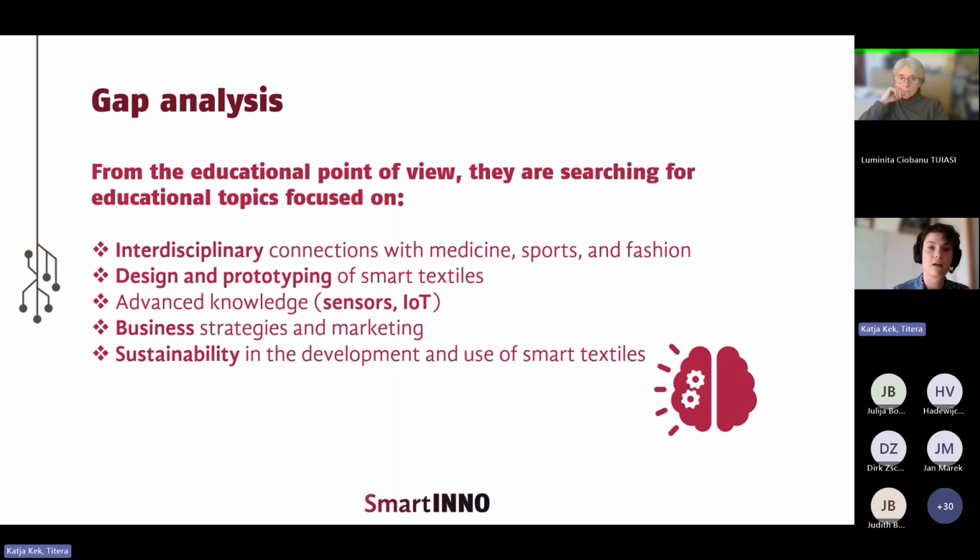On the other hand, it was interesting to observe what educational institutions across Europe pointed out that they wish to have in their programs, which is, again, interdisciplinary connections between different areas, design and prototyping of smart textiles, advanced knowledge, meaning Internet of Things and sensor integration, of course, also business strategies and marketing, which was quite surprising, and again, the sustainability related to smart textiles.